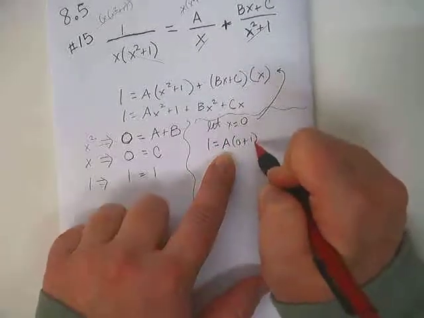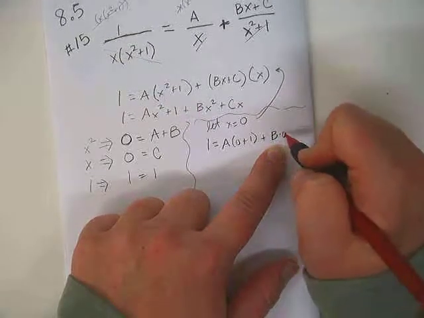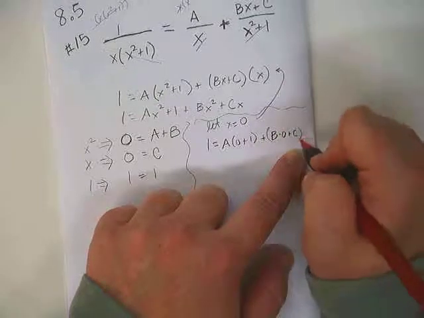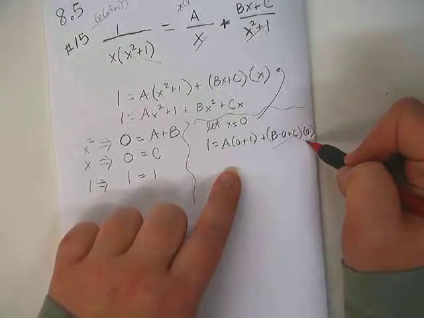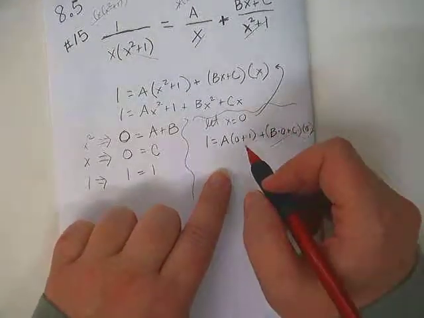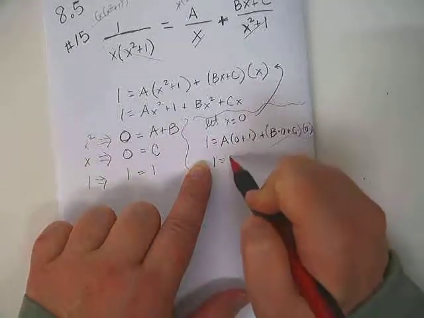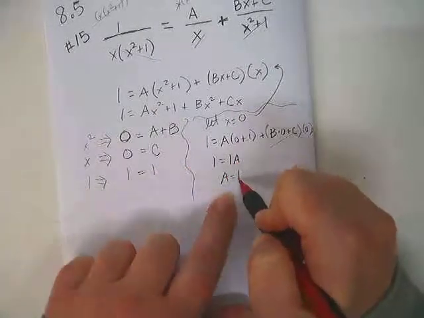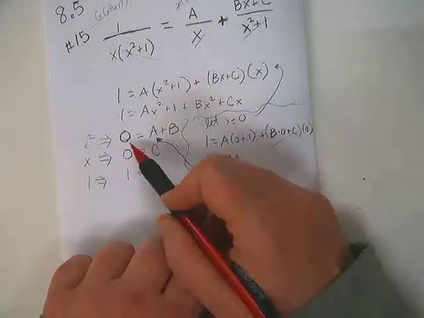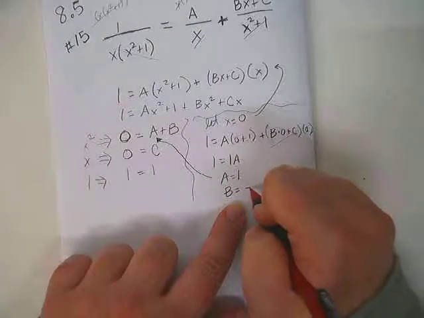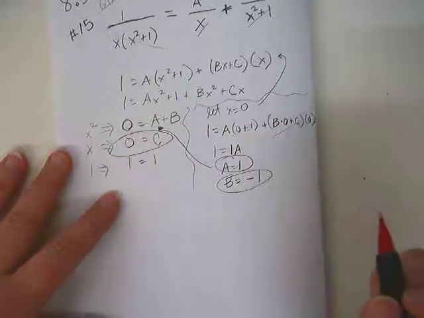So that gives us 1 equals a times 0 plus 1 plus b times 0 plus c, and that entire thing multiplied by 0. So that ends up just going away, right? So then we end up with 1 equals 0 plus 1 is 1, so 1a. So does that mean a equals 1? So then we can plug that in here. If a equals 1 and b has to equal something so that they add up to 0, what does b have to equal? Negative 1.